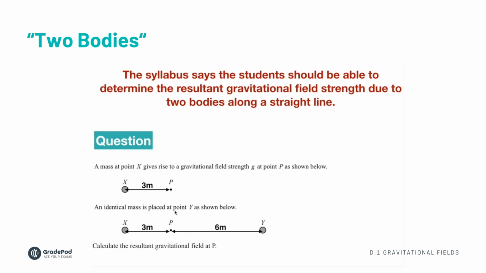An identical mass is placed at point Y as shown below. So you can see at point Y there's an identical mass and it's twice the distance away from P. The result is that although P is being attracted to X, it's also being attracted to Y. And the question says, calculate the resultant gravitational field at P. So let's go to my desk cam and solve this problem.